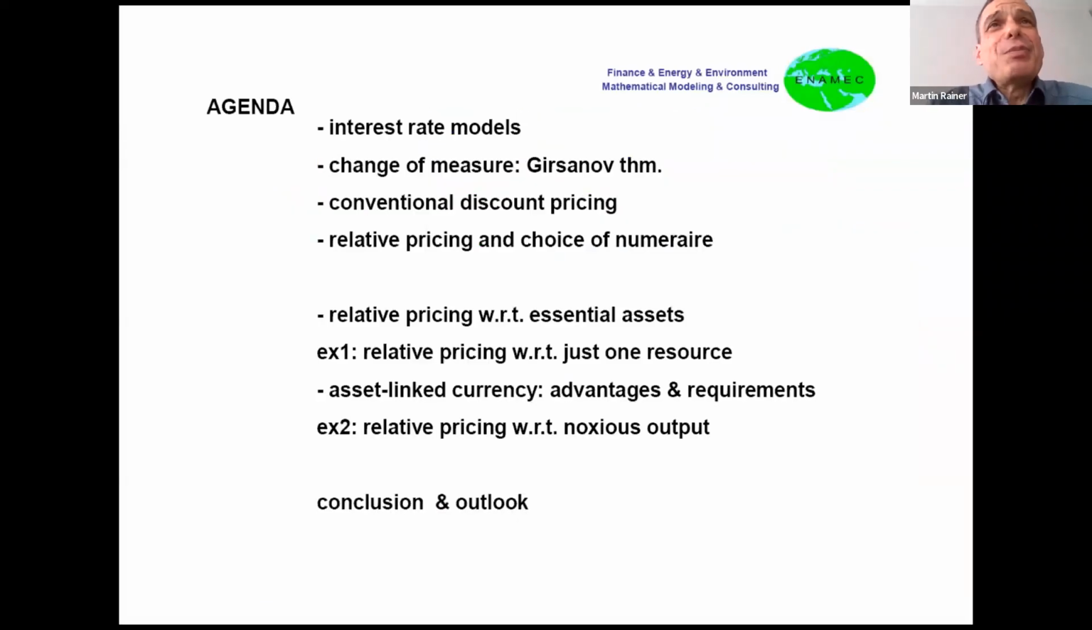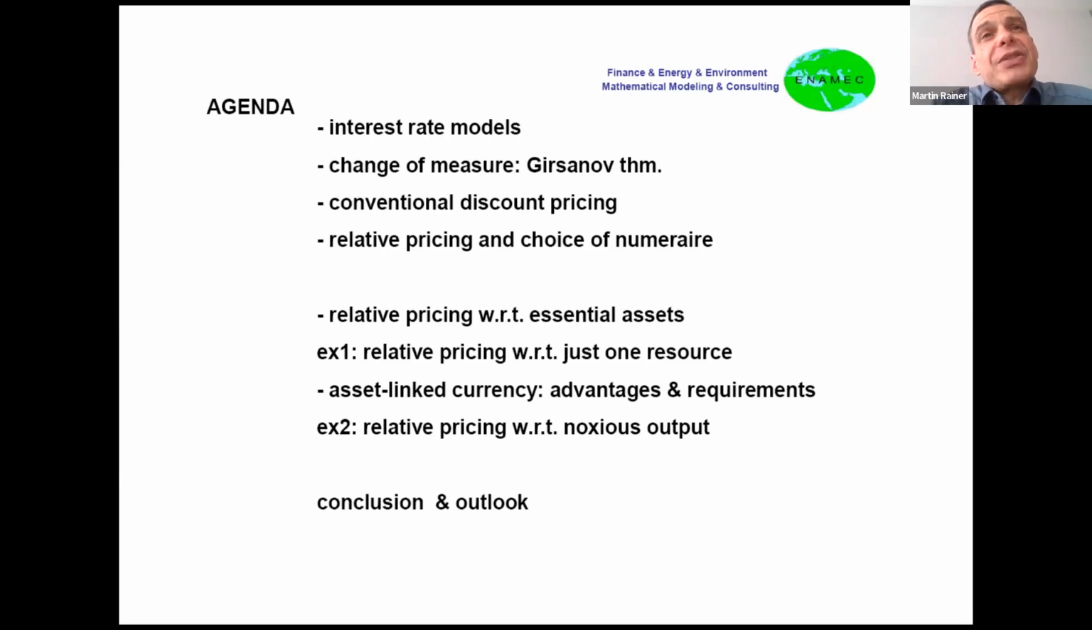So the agenda will be to start with interest rate models. The first part is just things which you should know. Interest rate models, then change of measure, the Girsanov theorem, as it's called now. Of course, it is longer ago due to Cameron-Martin, the foundations in stochastics, but in the financial mathematics context it is known by the name of Girsanov. Then a conventional discount pricing derived from that, and the relative pricing and choice of numeraire, so repeated in the conventional context.